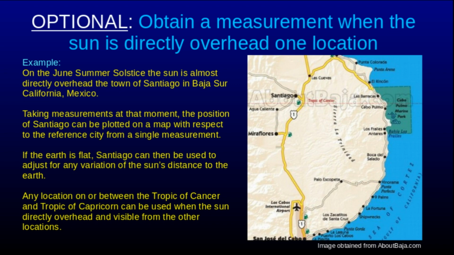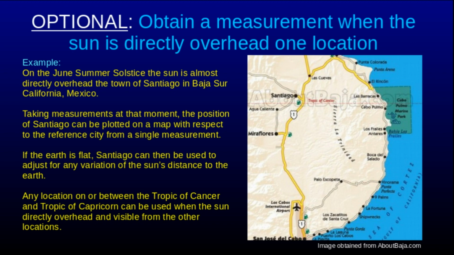Now you don't have to use Santiago. You can use any town between the Tropic of Cancer and the Tropic of Capricorn, and any time when the sun would be directly overhead that location, as long as you can also see it from the other locations that you're measuring sun angles from at that time.